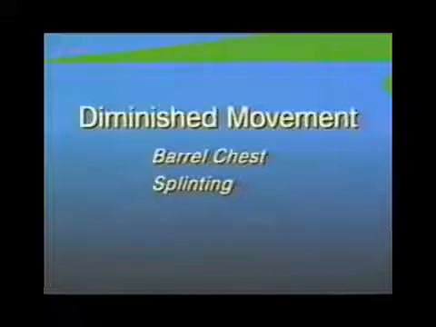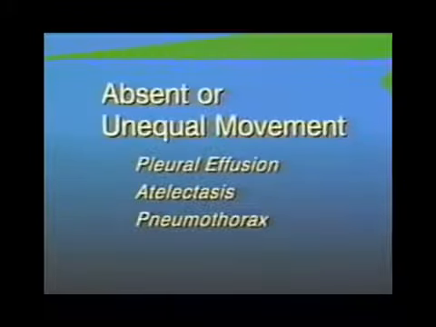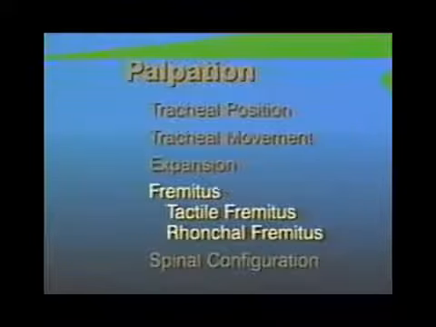Posteriorly, place your hands with the thumbs meeting at about the 8th thoracic vertebra. The thumbs should separate evenly, about 3 to 5 centimeters. Diminished movement may occur with a barrel chest, as seen in this patient, or be caused by splinting from postoperative pain. Unequal or absent movement may occur over a pleural effusion, atelectasis, or with a pneumothorax.